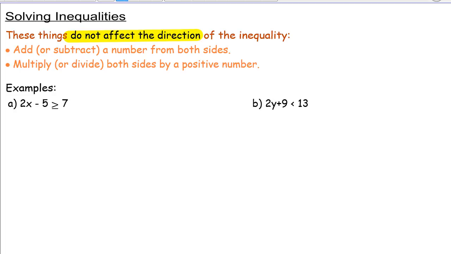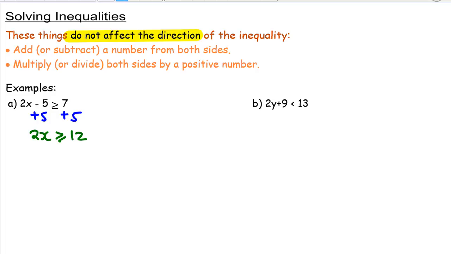So, for example, here, the first step will be the opposite of subtracting 5 is adding 5 on both sides. So add 5 on both sides. Okay, so if you add 5 on both sides, what you'll end up with is negative 5 plus 5 is 0, so 5 is gone on the left. We end up with 2x is greater than or equal to 12.